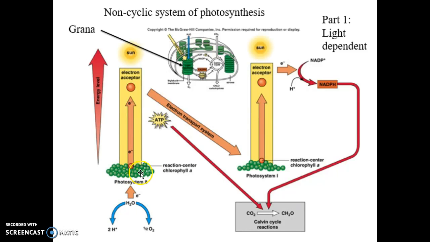So they capture the sunlight. They get all excited. Electrons pop up, get caught by an electron acceptor. They move down the electron transport system. That's the same type of system we saw back with cellular respiration, a series of proteins. And as those electrons move down this electron transport system, they generate ATP. Awesome. That's exactly what we need, ATP. They go down to this second group of pigments.